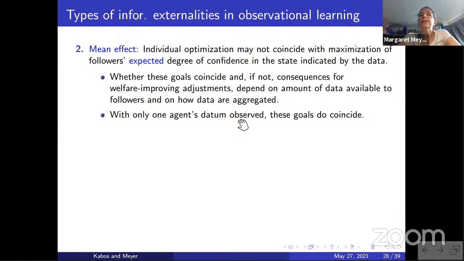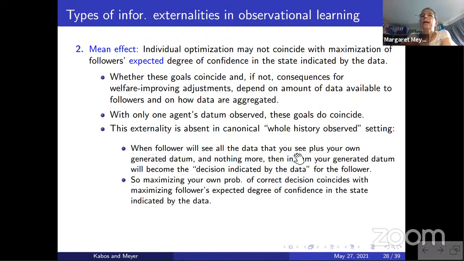We saw in the benchmark analysis that when only a single agent's datum is observed, these goals do coincide. This externality, this mean effect, is absent in the canonical whole history observed setting. And the argument is the following. When the follower is going to see all the data that you see, plus your own generated datum and nothing more, in equilibrium, your generated datum is going to become the decision indicated by the data for the follower. So when you maximize your own probability of choosing correctly, that maximization coincides with maximizing the follower's expected degree of confidence in the state indicated by the data.